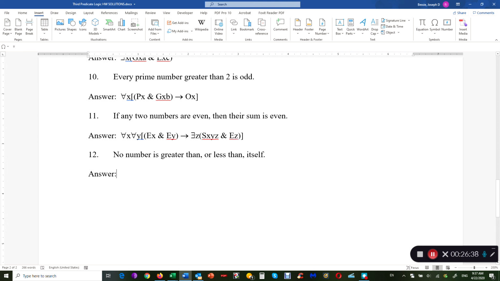Okay, no number is greater than or less than itself. So we saw earlier how to say there does not exist. No number means there does not exist a number. So it's not the case that there exists an x. What about it? x greater than x or x less than x. So there's not an x such that Gxx or Lxx. There is no number such that it is less than itself or greater than itself.